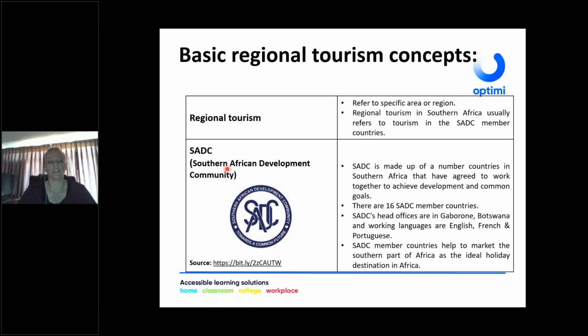Okay, so SADC is made up of a number of countries in Southern Africa that have agreed to work together to achieve development and common goals. There are 16 SADC member countries, which includes South Africa. SADC's head office is in Gaborone, Botswana. So Gaborone is the capital city of Botswana, and the working languages are English, French, and Portuguese. The SADC member countries help to market the southern part of Africa as the ideal holiday destination of Africa. Okay, but we will discuss SADC in more detail just now.